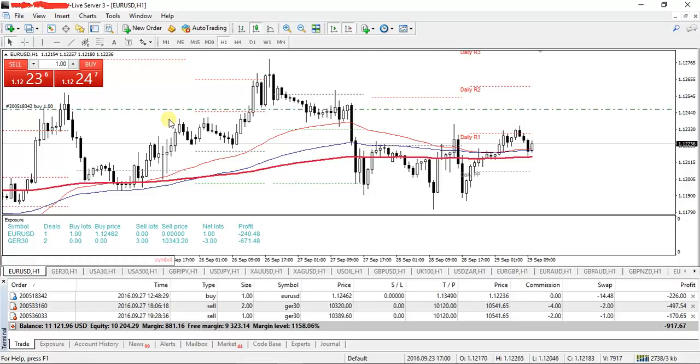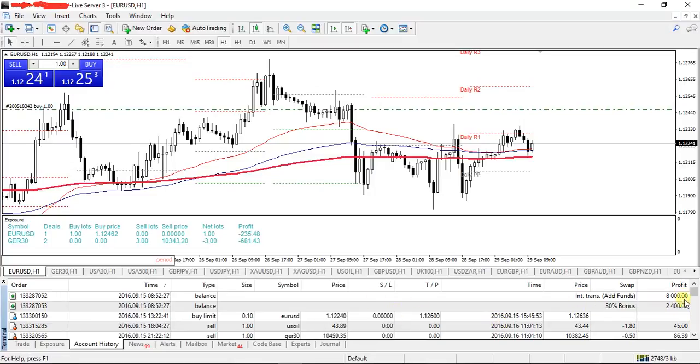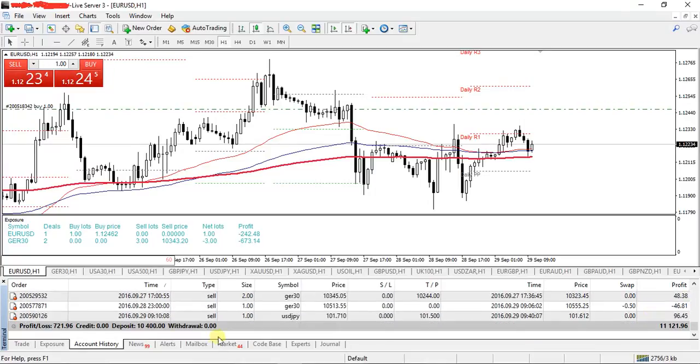Yesterday I showed you the live account worth 260,000, but here the client has deposited around 8,000 US dollars, and he got a bonus of 30 percent, that is 2,400. So all over he has an equity of 10,400. So the client wants an aggressive style of trading.